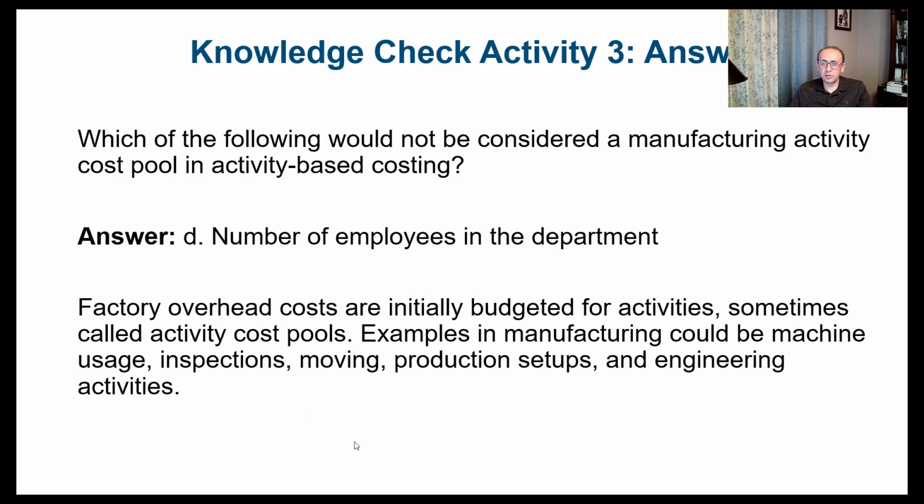So factory overhead costs are initially budgeted for activities, sometimes called activity cost pools. Examples in manufacturing could be machine usage, inspections, moving, production setups, and it could also be engineering activities.